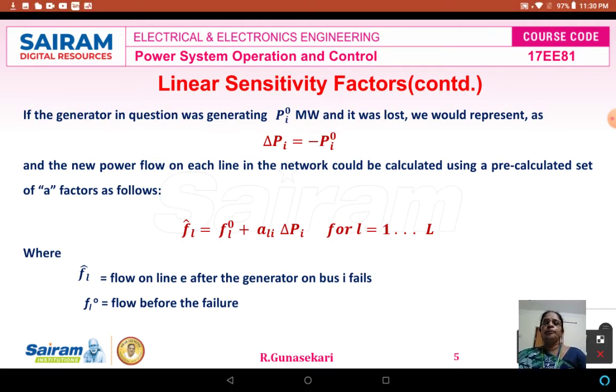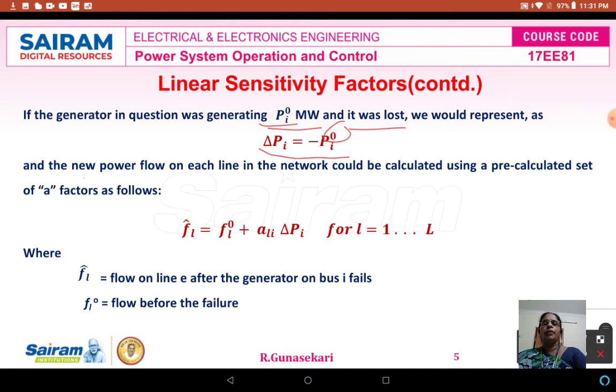Now you see, if the generator was generating Pi naught megawatt and it was lost, then the change in the generation at bus I, del Pi, is equal to minus Pi naught, and the power is then 0. So, the generator generated Pi naught megawatt and it was lost. Then the change in the power generation at bus I, del Pi, is equal to minus Pi naught.